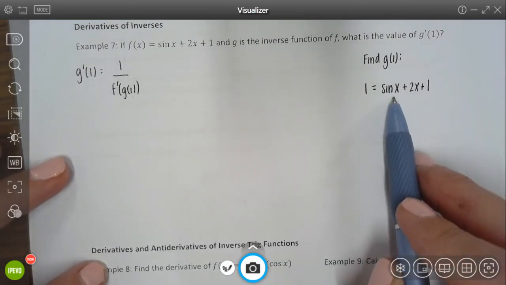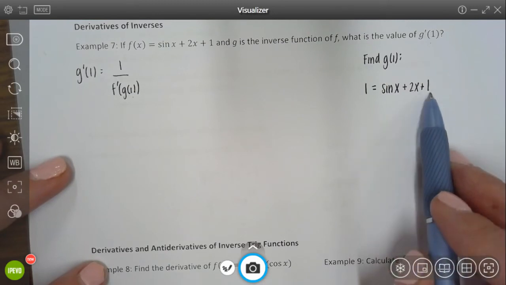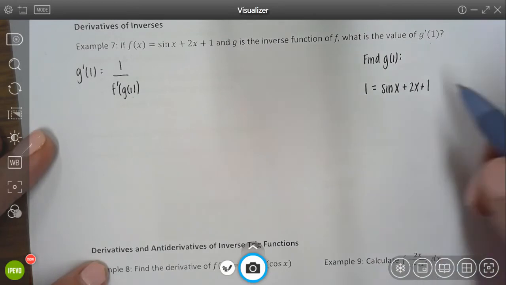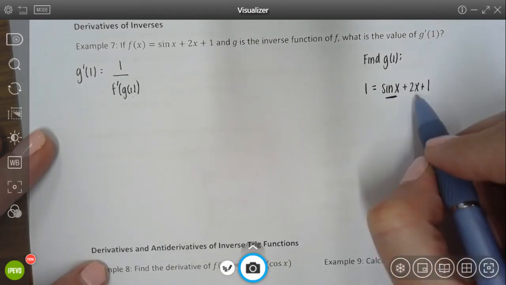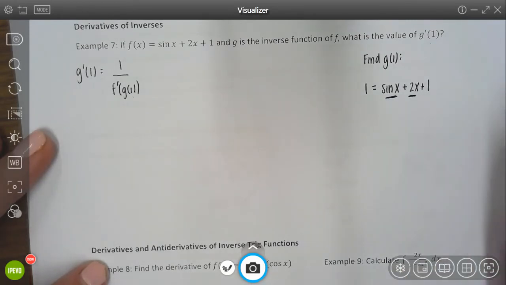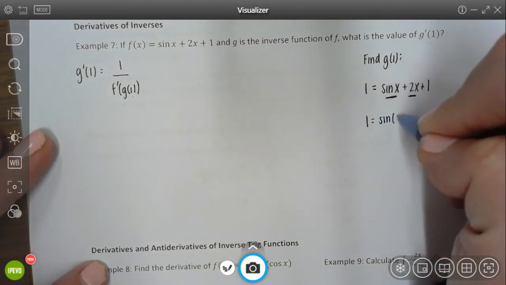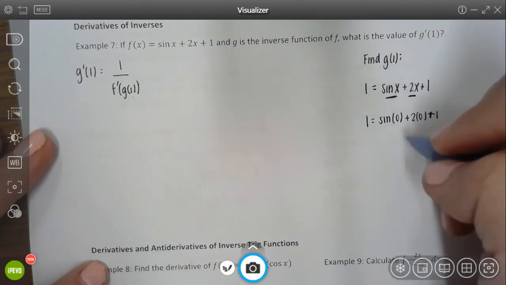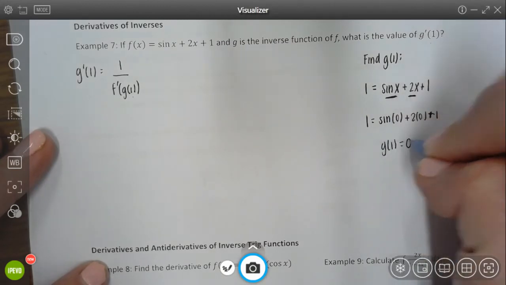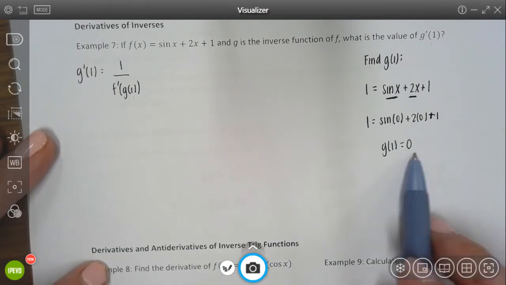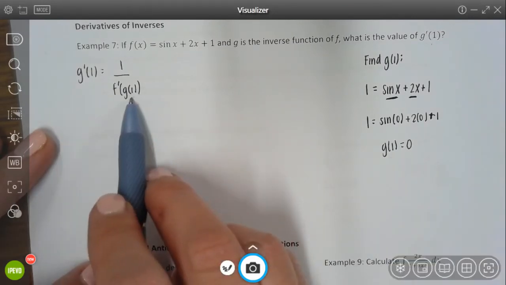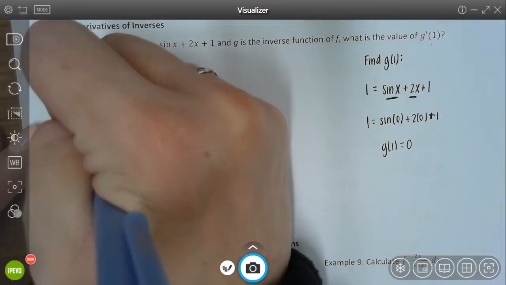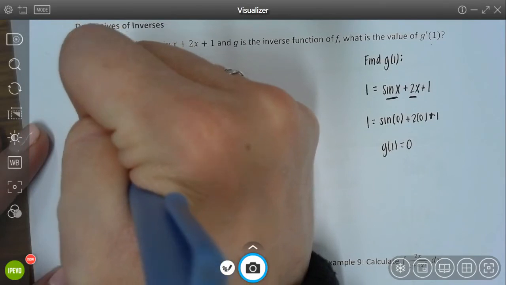Well, if I eyeball this, I have a 1 over here, and I need it equal to 1. These two values must be 0. So lucky for us, sine of 0 is 0, and then 2 times 0 is also 0. So since this would be sine of 0 plus 2 times 0, plus 1, that must mean that g of 1 must equal 0. And this is going to be a helpful value because now I can go ahead and substitute it into this formula. So my g prime of 1 is going to be 1 over f prime of 0.